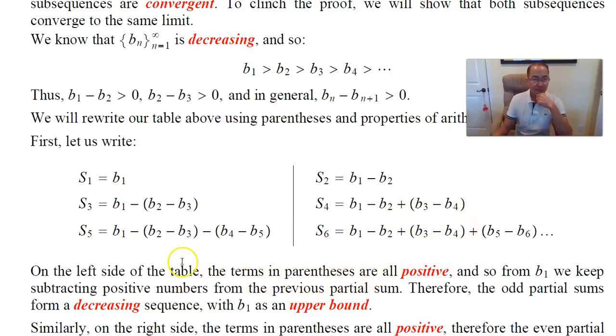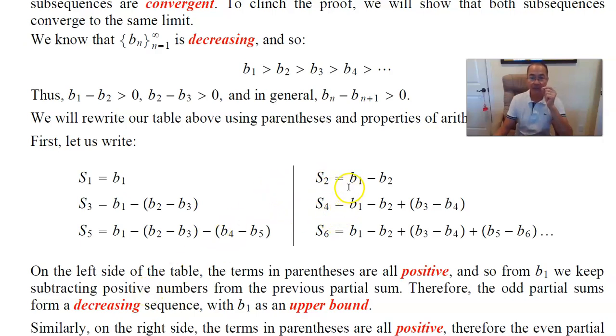Okay? So now, because b1 is bigger than b2, b1 minus b2 is positive. Okay? But similarly, b2 minus b3 is going to be positive. b3 minus b4 is going to be positive. b5 minus b6 is going to be positive. Okay? So, what does it mean? From b1, we are subtracting a positive number. And then from S3, we're subtracting another positive number. Which means that the odd partial sums are decreasing.